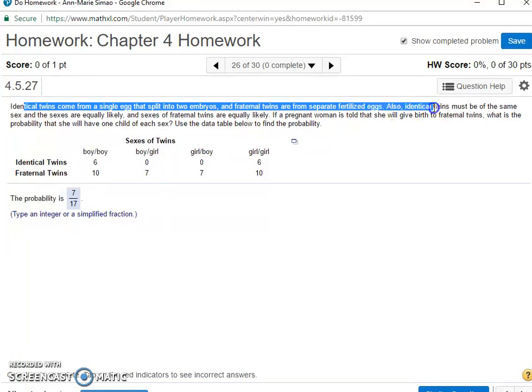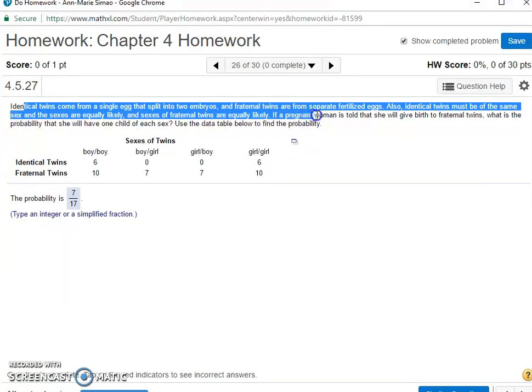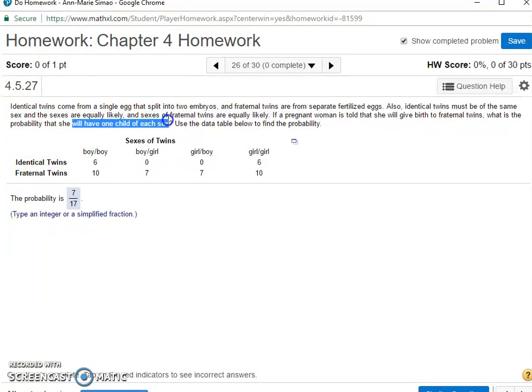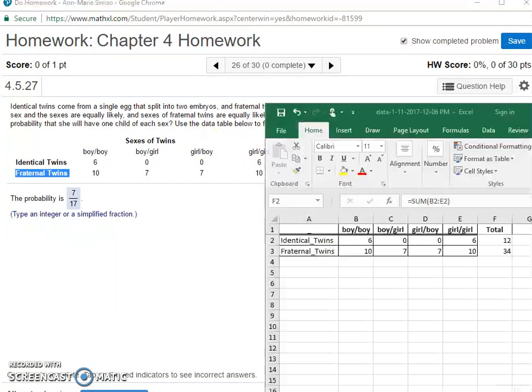Also, identical twins must be of the same sex, and the sexes are equally likely, and sexes of fraternal twins are equally likely. If a pregnant woman is told that she is going to give birth to fraternal twins, what is the probability she'll have one child of each sex? Use the table. So what's the probability? With the fraternal twins, a boy and a girl or a girl and a boy. And so we're going to click here, open in Excel.